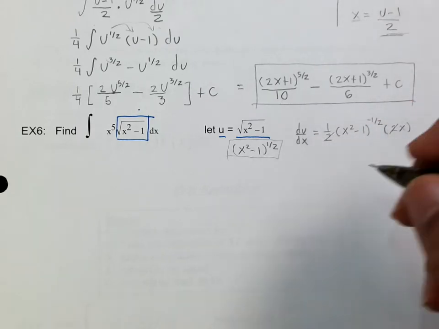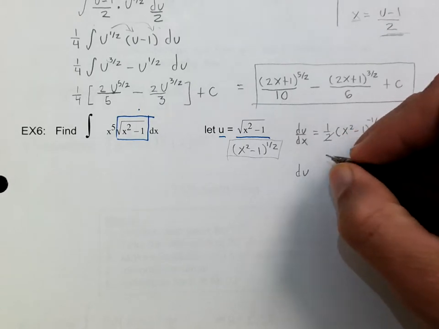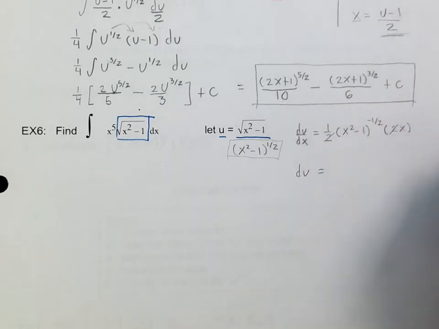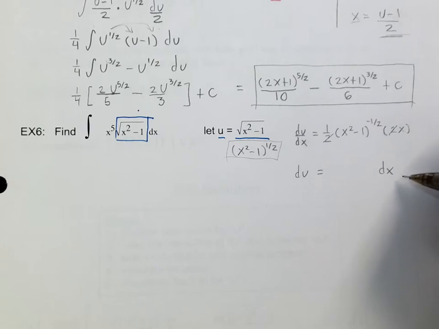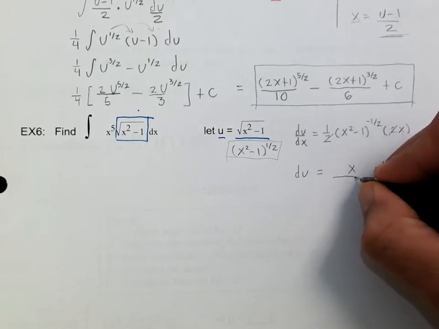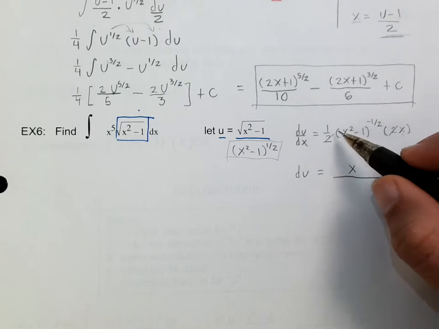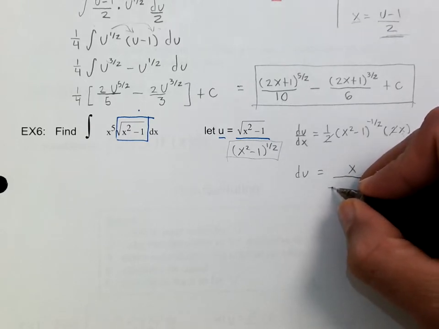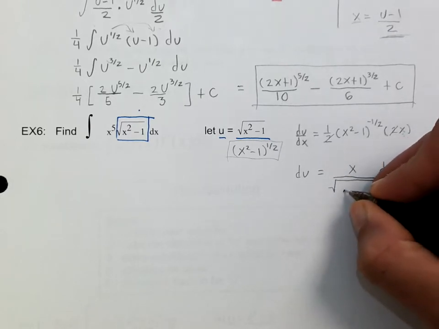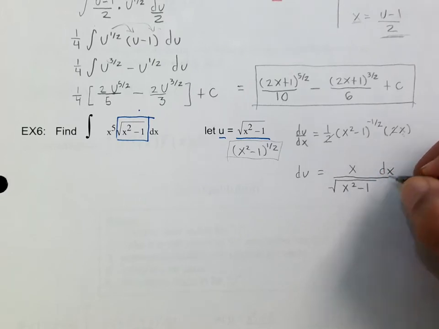Then I'm going to multiply both sides times dx. Notice that I wrote the dx all the way over here, and all I have in the numerator is x. So I have x over this negative exponent. I'm going to bring it to the bottom and make it positive, which makes it the same thing as the square root of x squared minus 1.